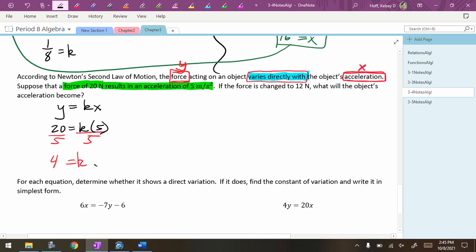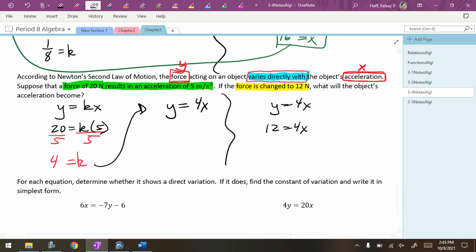So my equation is really y equals 4x. Then it goes on to say, the force is changed to 12 newtons. Okay. So which letter is 12 now? Y equals 4x. So I really need to replace y with 12. To solve, I divide by 4. X equals 3.